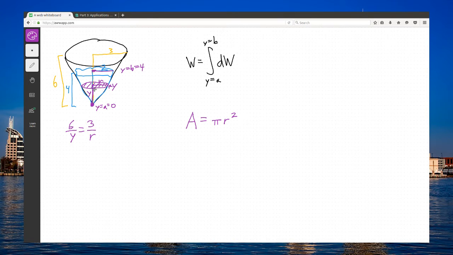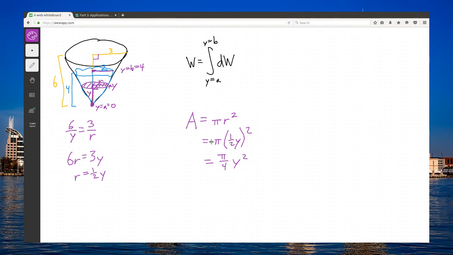So what we can do is take the fact that 6 divided by y, or we could use 4 divided by y, equals 3 divided by r. Because of the similar right triangles here and here, I'll take 6 divided by y equals 3 divided by r. That gets me that 6r equals 3y. And so r is 1/2 of y. So I'll plug that in here. My area is pi times 1/2 y squared. So that'd be pi over 4 y squared.